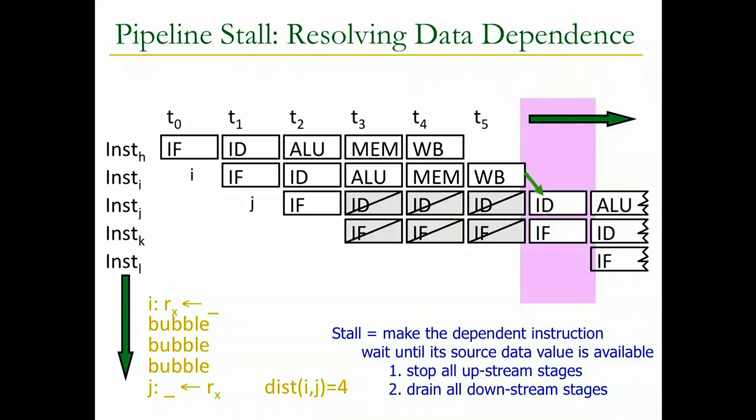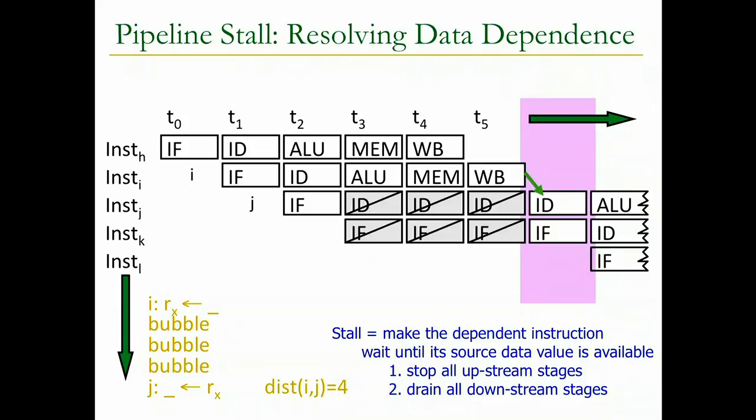But you can define all of these very, very formally and prove characteristics of whether or not a pipeline is correctly moving, executing instructions. It's much more difficult to prove the performance. So we're going to talk more about the performance aspects, because it's very difficult to do that formally, at least right now. But basically, stall means make the dependent instruction wait until its source data value is available. In the hardware implementation, you need to stall all upstream stages and drain all downstream stages. Upstream meaning the younger instructions that are being fetched.